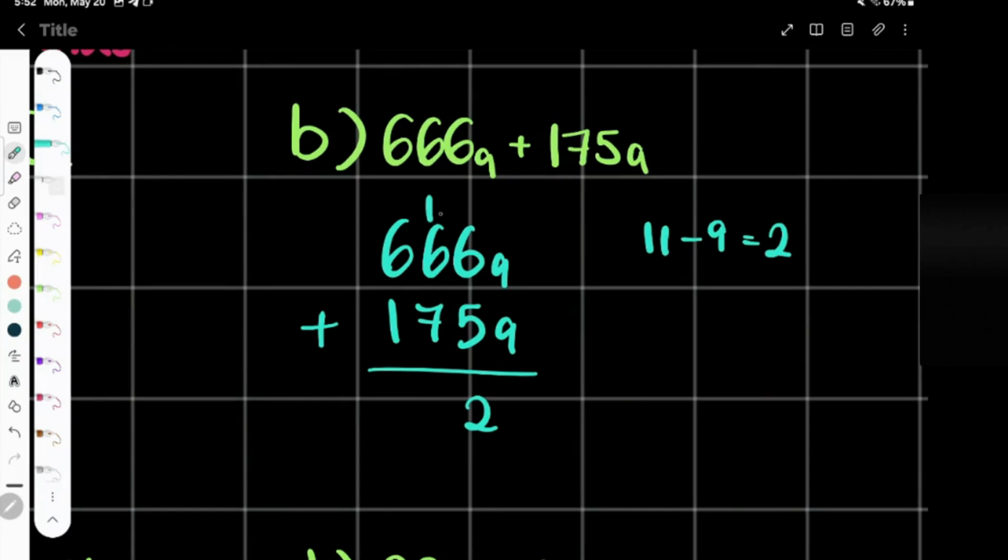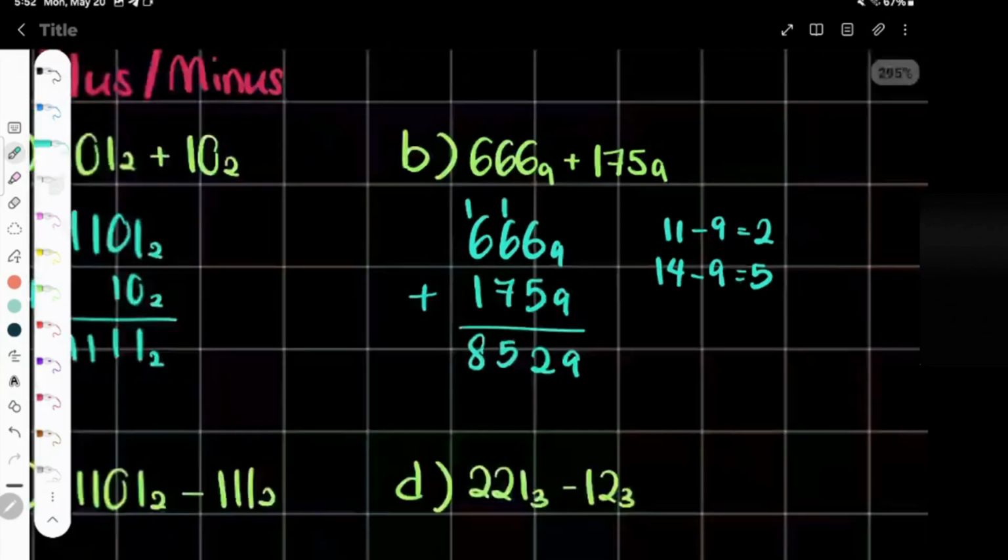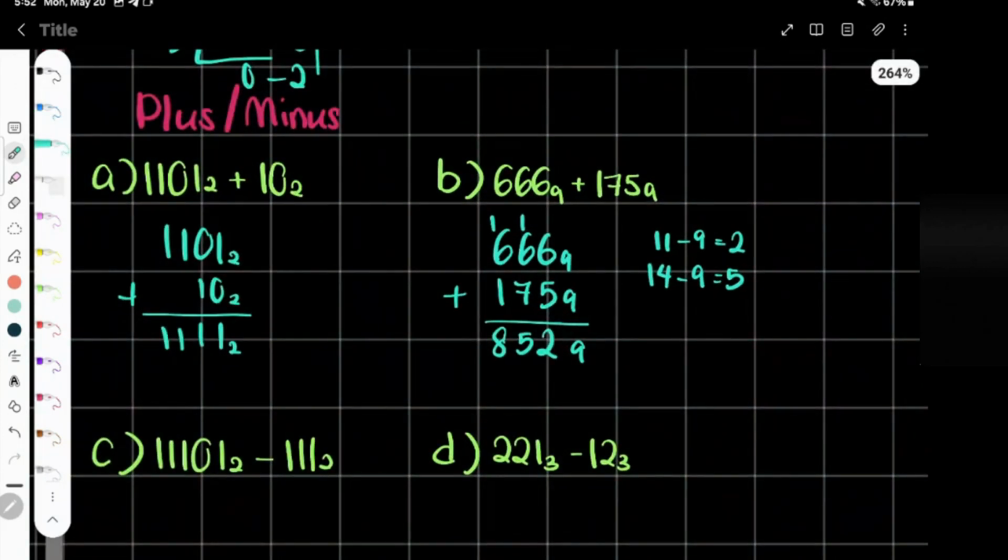So put 1 there. So 1 plus 6, 7. And then 7 plus 7 is 14. 14 minus 9 is 5. So you put 5 here. And then 1 here. 6 plus 1, 7. 7 plus 1, 8. Ta-da! You got the answer already. Make sure to write properly.